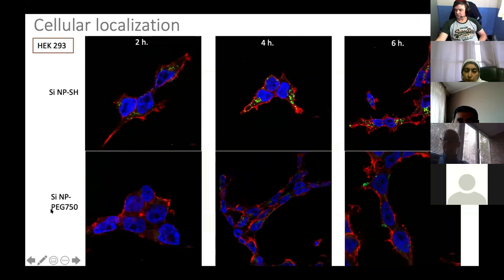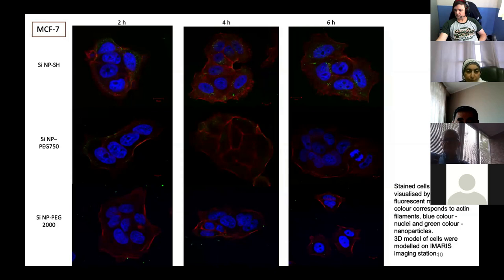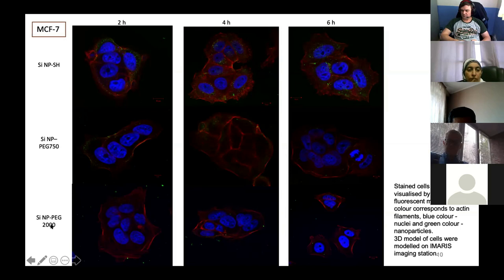The same was done with the other cell line, the breast cancer cell line, and here we used PEG 750 and PEG 2000 incubated cells for 2, 4, and 6 hours, and here we can again observe that over time we can see the accumulation of nanoparticles within the cell. And pegylated nanoparticles, PEG 750, also accumulated inside the cell. However, the number of penetrated nanoparticles was much lower compared to the thiolated. And PEG 2000 shows that the number of the nanoparticles localized inside the cell is significantly lower as well.